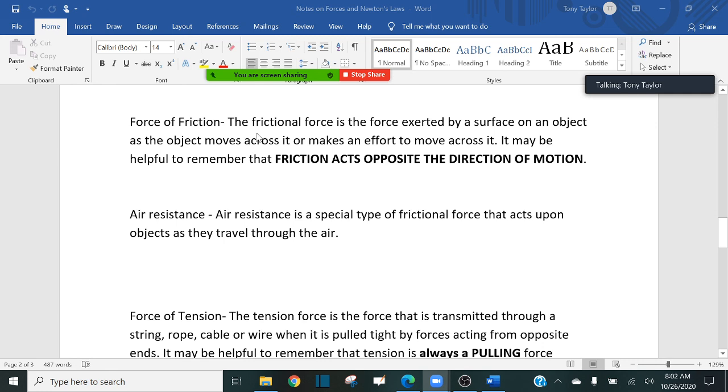Okay, so we just talked about the force of friction. Now let's move on to air resistance. What is air resistance? Air resistance is a special type of frictional force that acts upon objects as they travel through the air. So this is the key here, guys. Air resistance is a special type of friction.